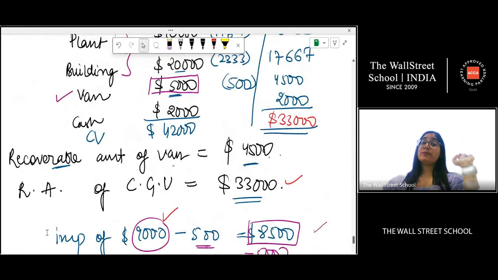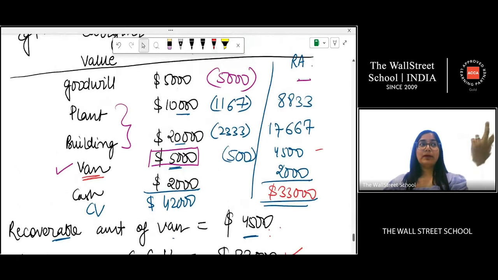ठीक है, अब क्वेश्चन में हमें already वैन का बोल रखा है कि 4,500 का रिकवरेबल अमाउंट है. वैन हमारे पास कितने की थी? 5,000 की exist कर रही थी और 4,500 उसकी वैल्यू बची, यानी कि $500 का मेरे पास वैन पे क्या हुआ होगा? इंपेयरमेंट चार्ज हुआ. ठीक है, तो वैन तो मैं 4,500 पे ले आई, कैश पे हम इंपेयरमेंट चार्ज करेंगे नहीं because कैश तो वैसे का वैसे ही रहेगा.